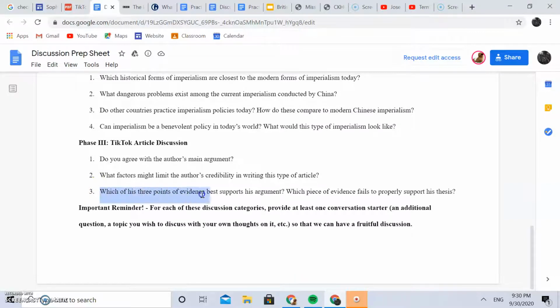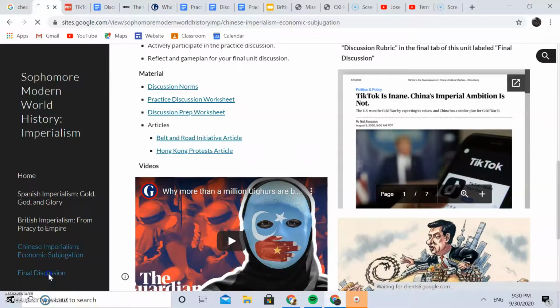And then which of his 3 points of evidence best supports his argument? He actually lists it kind of bullet point, I think. So he really breaks down his main thesis pretty effectively, which I agree with point 1 and 3, I think, pretty substantially. But then I think piece number 2, I thought was kind of weak. So they get to kind of evaluate the strengths and weaknesses of his argument with this part of the discussion. Yeah, so that's what the TikTok article is for.